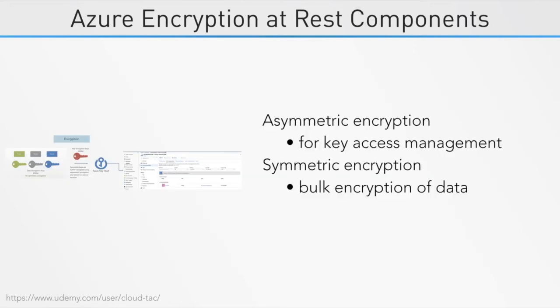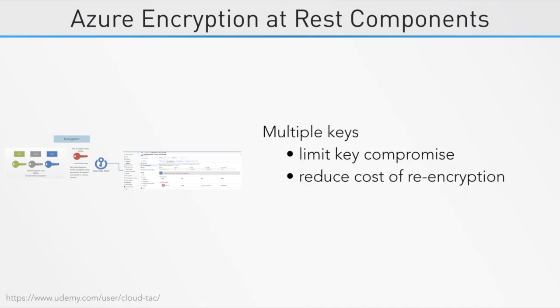More than one encryption key is used in an encryption at rest implementation. Asymmetric encryption is useful for establishing the trust and authentication needed for key access and key management. Symmetric encryption is more efficient for bulk encryption and decryption, allowing for stronger encryption and better performance. Limiting the use of a single encryption key decreases the risk that the key will be compromised and reduces the cost of re-encryption when a key must be replaced.